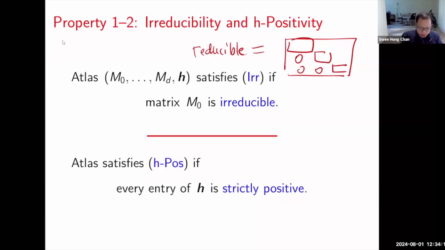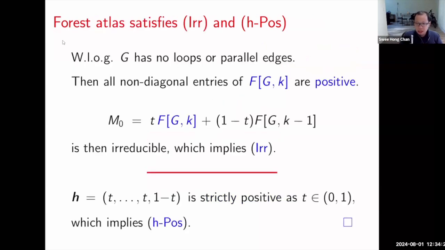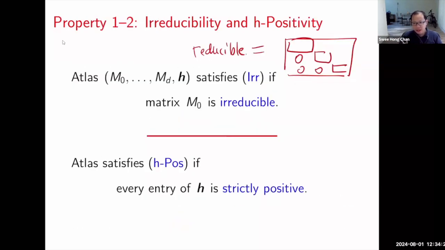The second property is what we call h positive. This is the property that all of the entries of our h are strictly positive. And this property is, sorry, maybe are there any questions so far about these properties before we go for example?